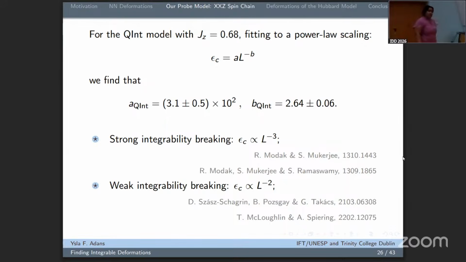Well, maybe another question. Do you impose the Hermiticity condition? Yeah, this is the Hermitian one, but you could impose non-Hermitian. Okay, thank you.